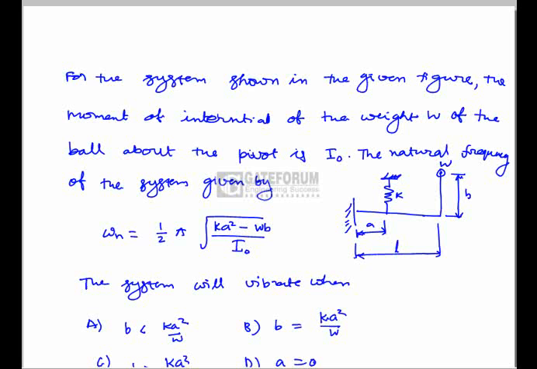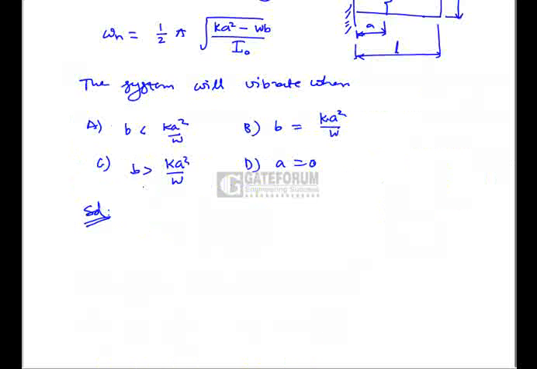For the system shown in the given figure, the moment of inertia of the weight W of the ball about the pivot is I naught. The natural frequency of the system is given by omega n is equal to half pi root of Ka square minus Wb by I naught. The system will vibrate when options are: A, b less than Ka square by W; B, b is equal to Ka square by W; C, b greater than Ka square by W; and the option D is a is equal to 0.